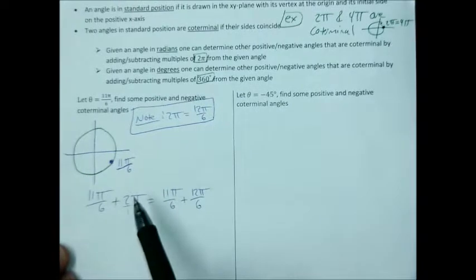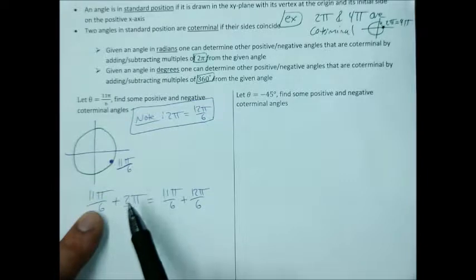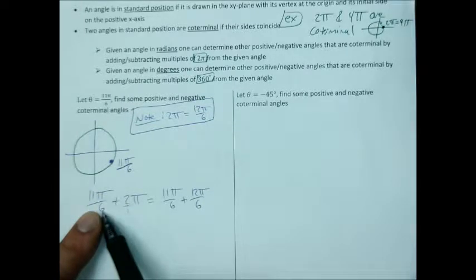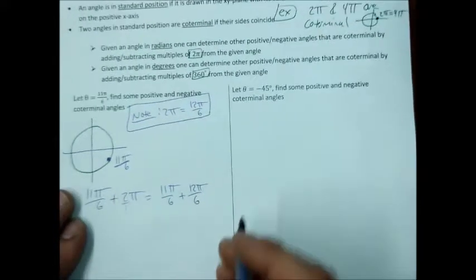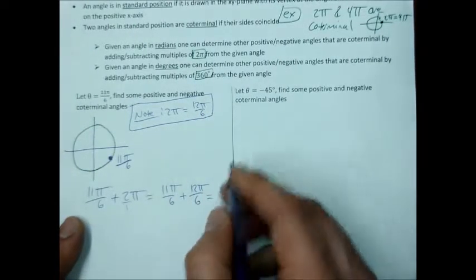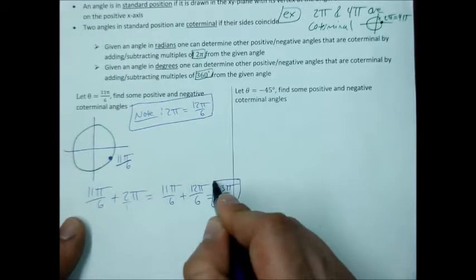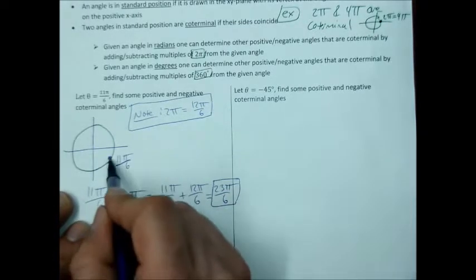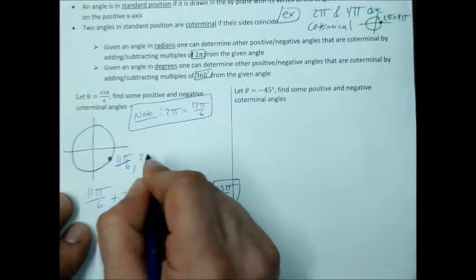I'm just going to pause for a second and make sure that makes sense. I feel like people get confused with this sometimes. All I did is I wanted to find a coterminal angle, so I added 2 pi, and if I want to have a common denominator of 6, it's 12 pi over 6. Okay? And so when I do this addition, this ends up being 33 pi over 6. I'm sorry, 23 pi over 6. And so this is a coterminal angle to 11 pi over 6. So this point right here is not only 11 pi over 6, it's also 23 pi over 6.